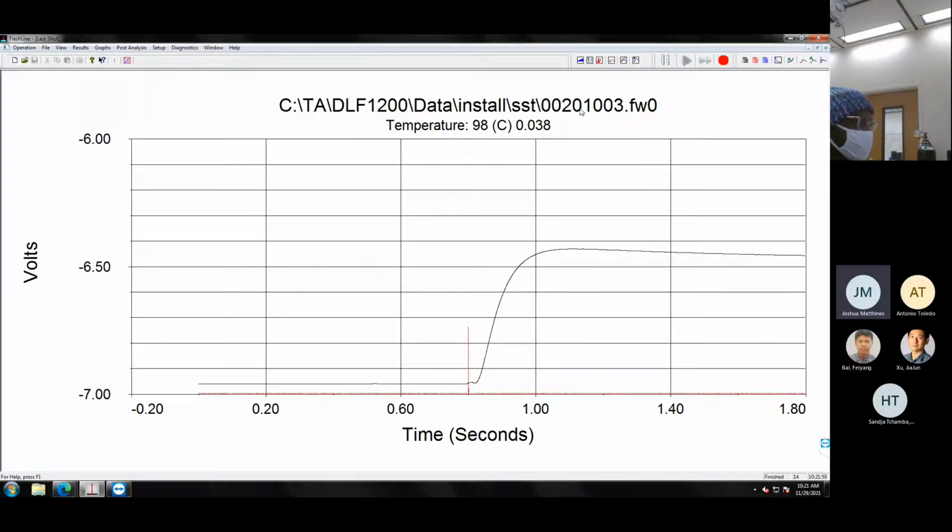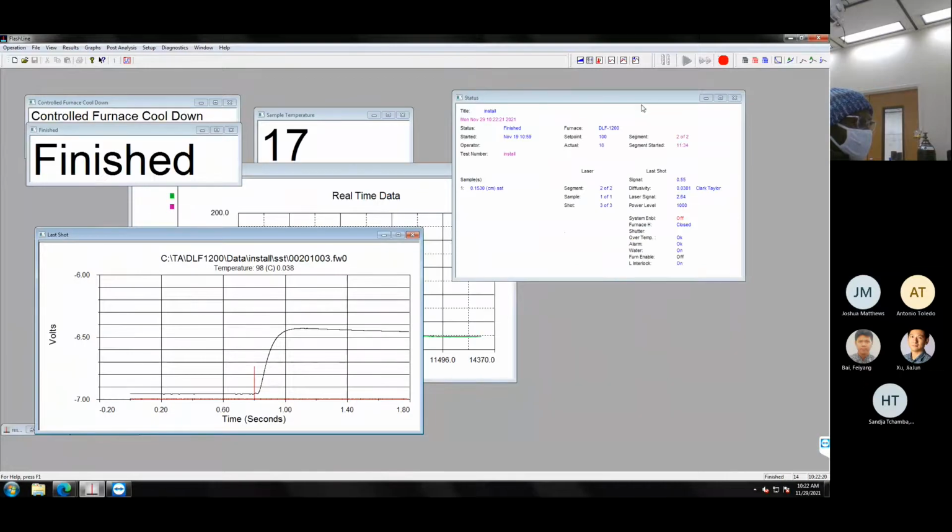This is the sample. You can have up to 4 samples in there. There's the carousel that holds 4 samples, right? Yes. This was the first sample. We only ran 1 sample. So this is segment 2, sample 1, and then the last 3 numbers are the shots. We took 3 shots from what we set up, and this is the 3rd shot that we're looking at. It's the number of shots.